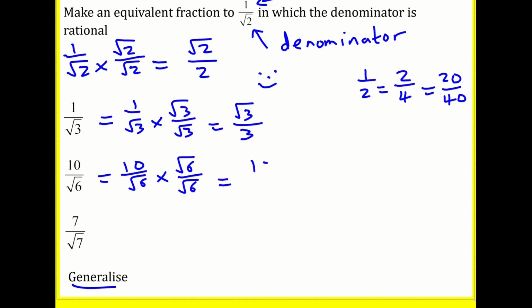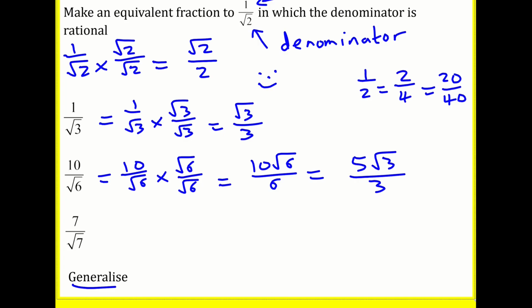So then I'm going to get 10 root 6 over 6. This time we're not quite finished. I mean, it doesn't say in the question to simplify it, but it's always good practice to simplify. So I can actually divide top and bottom by 2. It's going to be 5 root 3 over 3.